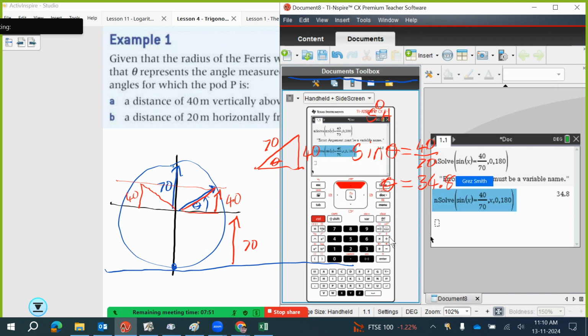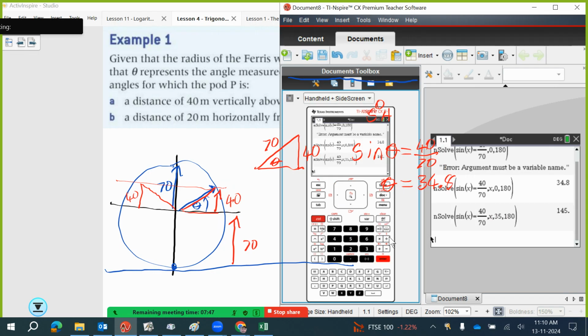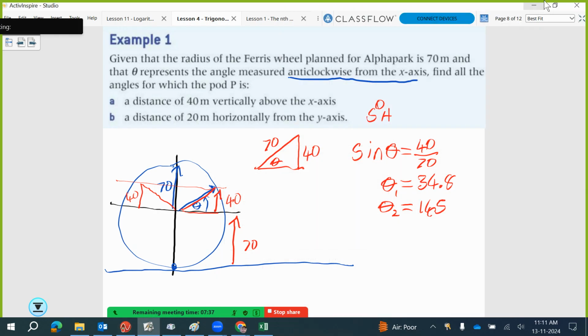And then let's just solve again for the second one. We want to put in 35, and it's going to be 145. Sorry, let me just pop that one up.